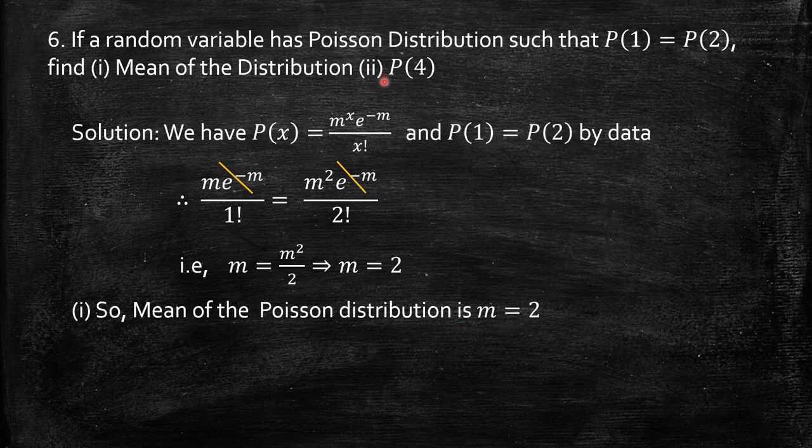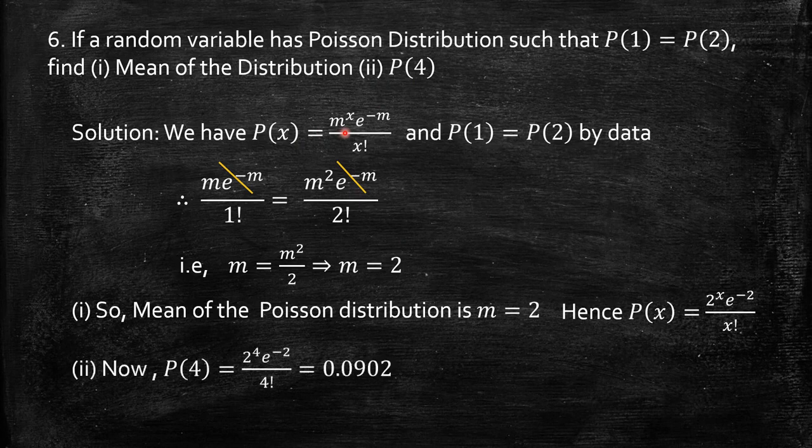The second question, now I want the probability of x taking 4, that is p of 4. Substitute x equal to 4 here, where m is already got as 2. So 2 power 4 exponential minus 2 by 4 factorial, which simplifies to 0.0902.